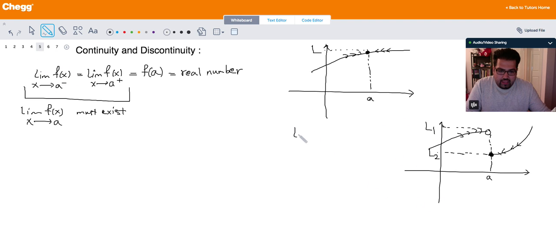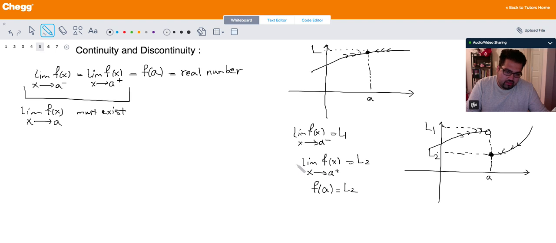So I can say the limit of f of x as x goes to a from the left side is L1, and the limit of f of x as x goes to a from the right side is L2. Also, f of a is equal to L2. So these two are equal, but they're not equal to the left limit. So that's one of the situations where we say we have a discontinuity. However, this function is basically continuous from the right side because the right limit and the value of the function are equal to each other.